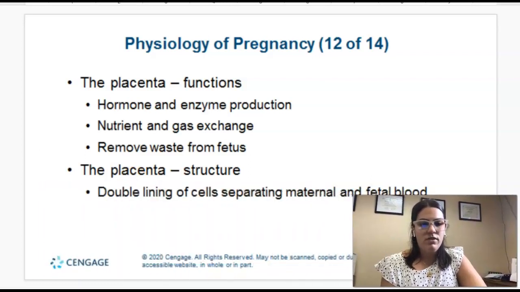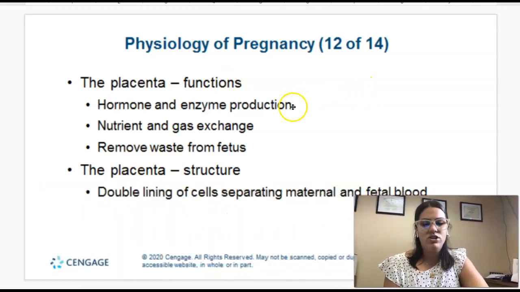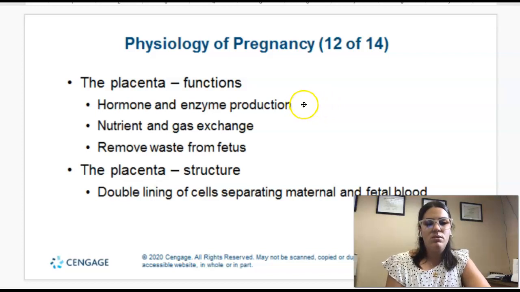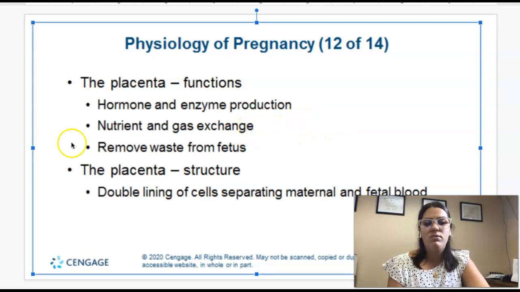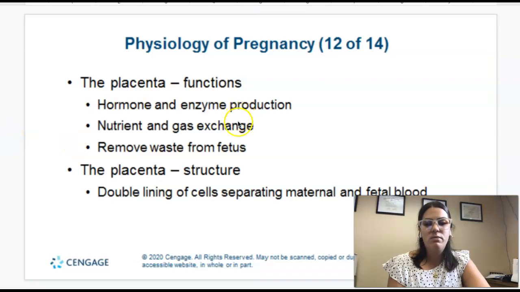So these are a few of the functions of the placenta. It actually produces some hormones and enzymes. It's important for nutrient and gas exchange, like we said. So this is how the baby is supplied with nutrition during pregnancy from mom, and also how they're supplied with oxygen and how they transfer out carbon dioxide as well. The placenta is also important for removing waste from the fetus.